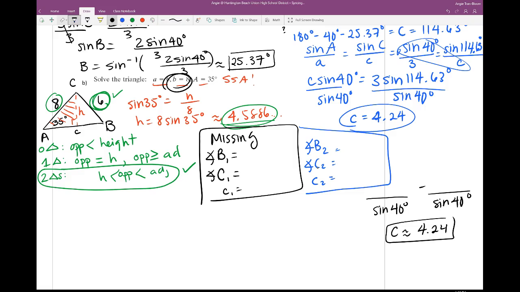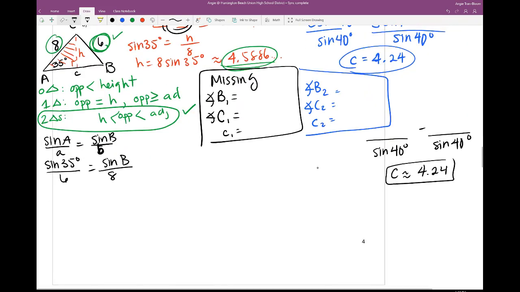So we are going to use the law of sines. Sine of A over little a equals sine of B over little b, okay? A is 35 degrees, so sine of 35 degrees over 6 equals sine of B, which is unknown, over 8. Cross multiply. 8 times sine of 35 degrees equals 6 times sine of B. Divide both sides by 6.